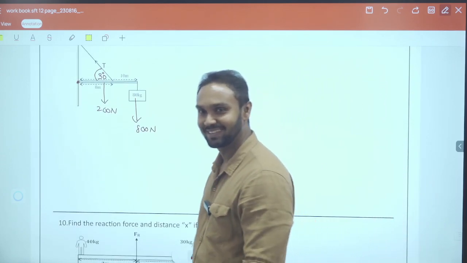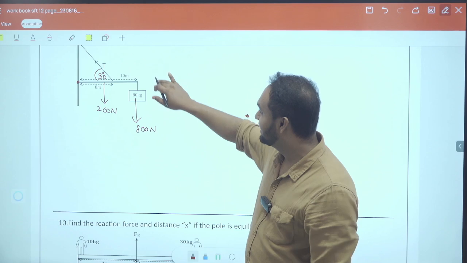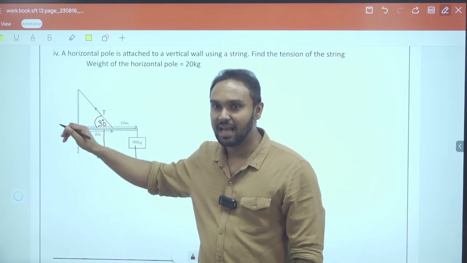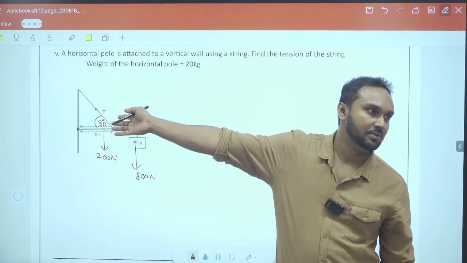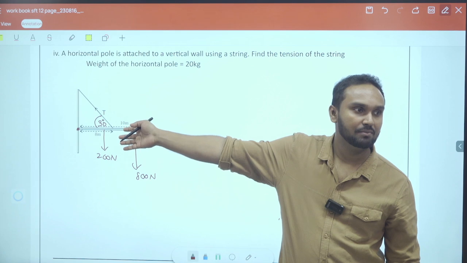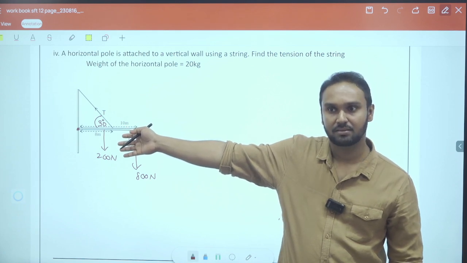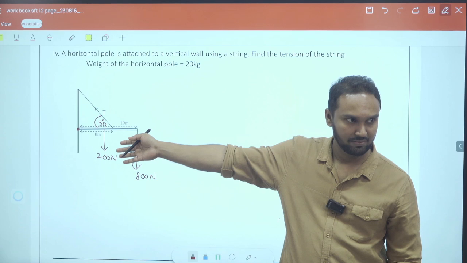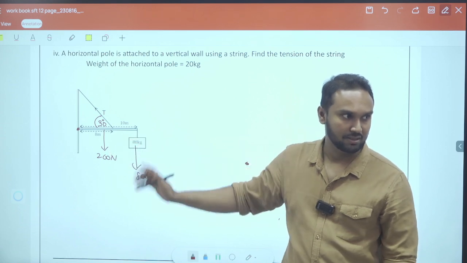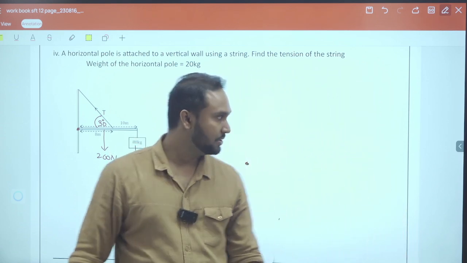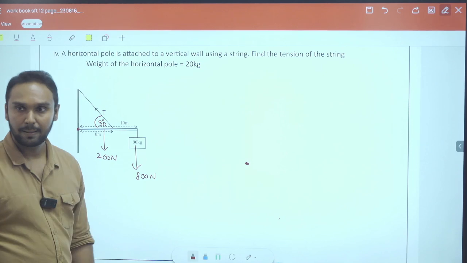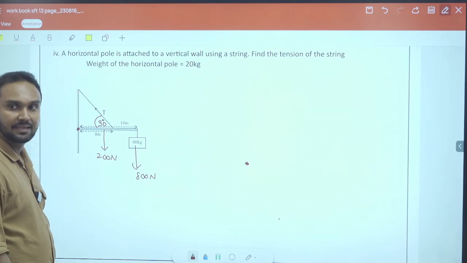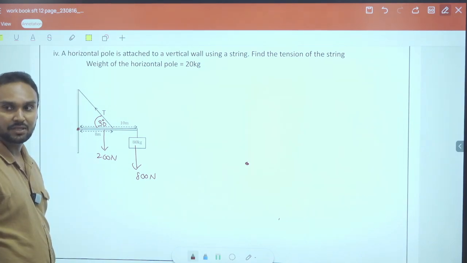That's a problem, right? So now here the tension is acting at an angle. What should we do? Can we take the moments of this? Can't. So what should you do? You have to take the component which is perpendicular to the distance. So which component should I take? Cos or sine? Ladies, tell. Cos or sine?